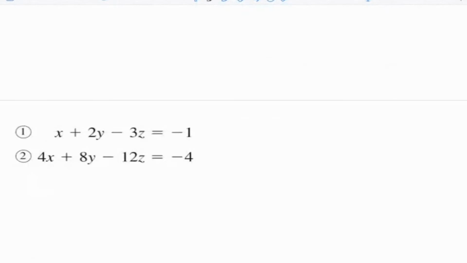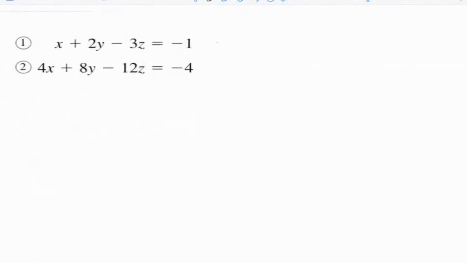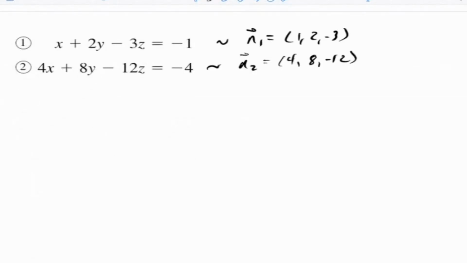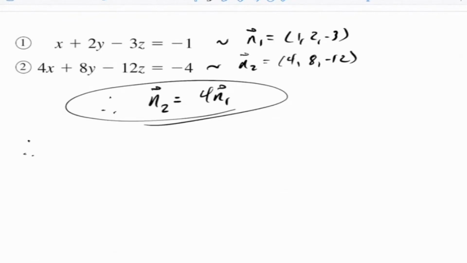So we go to our next example here, same idea. Take a look at the normal. Okay, so normal 1 is (1, 2, -3), and normal 2 is (4, 8, -12). So what's the conclusion here? Well, that means that the normal N2 is actually equal to 4 times the normal N1. So therefore, either these planes are parallel and distinct, or it's the same plane.